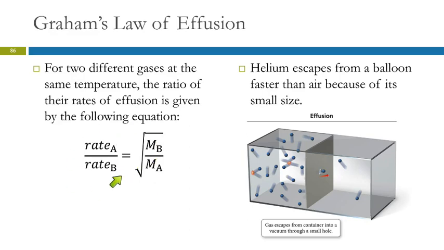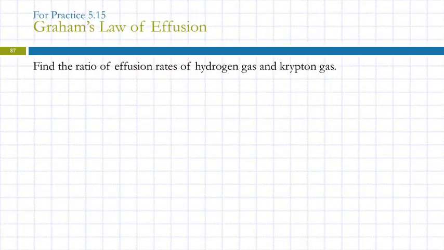This is known as Graham's Law of Effusion: the rate of effusion of gas A divided by the rate of effusion of gas B is equal to the square root of the ratio of their molar masses, but the molar masses are upside down. So it's B on top and A on the bottom. I'll give you this one as well. Just need to know what to do with it.